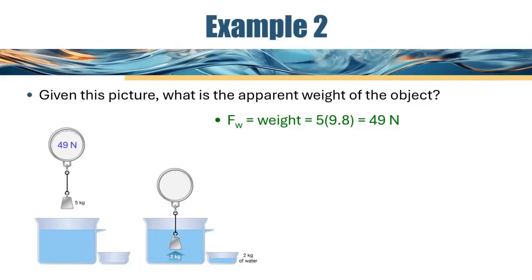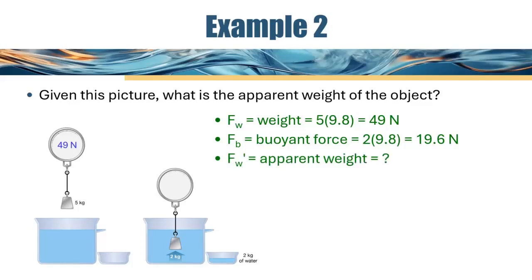In the second picture, we can see that when the object was submerged in the fluid, 2 kilograms of water spilled out. Well, Archimedes' principle says that the buoyant force is equal to the weight of the displaced fluid. So the buoyant force is going to be equal to the weight. So I'm just changing the 2 kilograms into newtons. 2 times 9.8, 19.6 newtons.